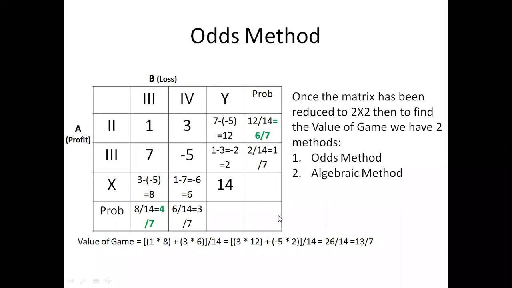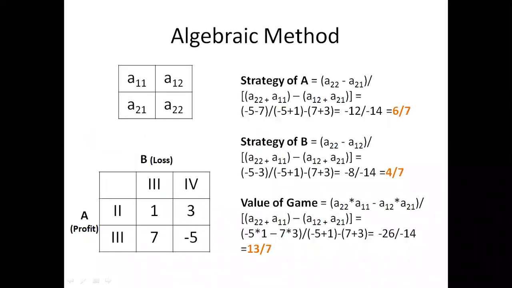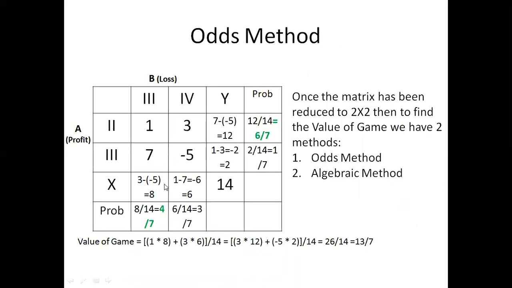Ultimately, what we are trying to derive is the strategies that are taken by A. In this case, the strategy taken by A is strategy 2, and the strategy selected by B is strategy 3. And the value of game, that is the final answer of your principle of dominance, is 13 by 7. Is it fine? Am I clear? So this is called the odds method. Next, I have considered this already reduced matrix, which we got from the principle of dominance. I'm not trying to do it again.